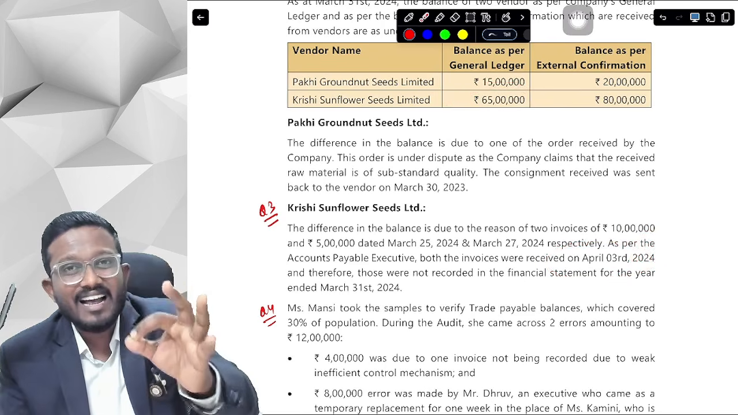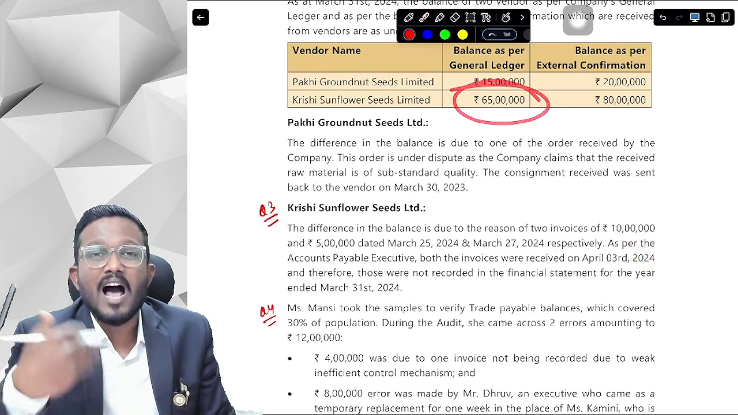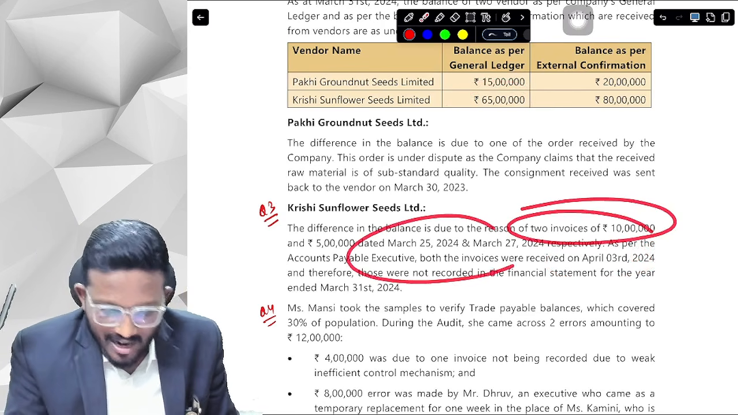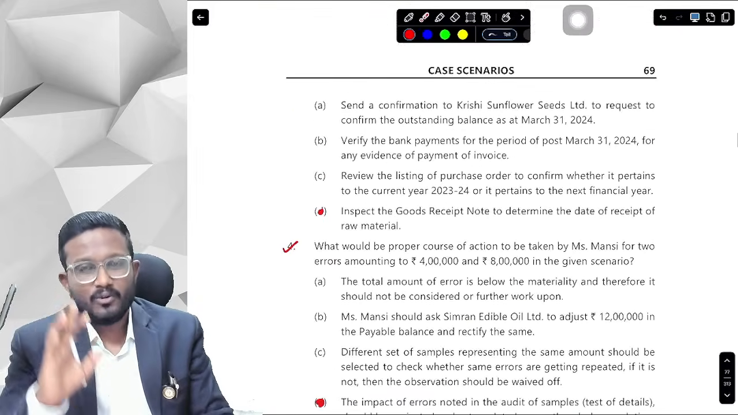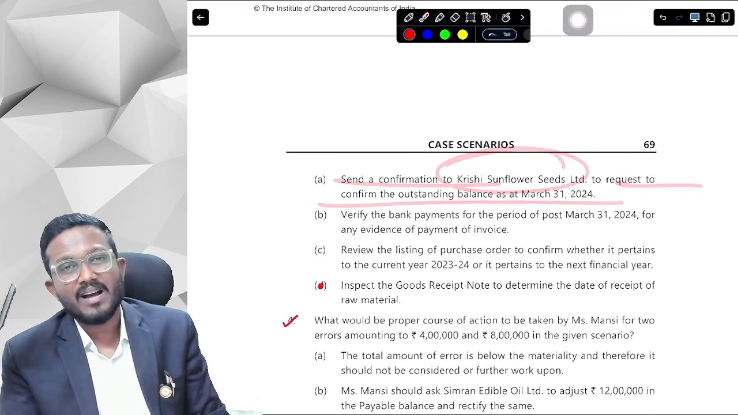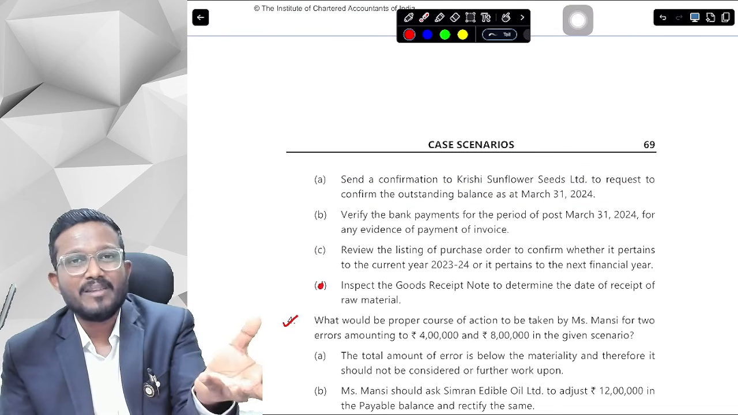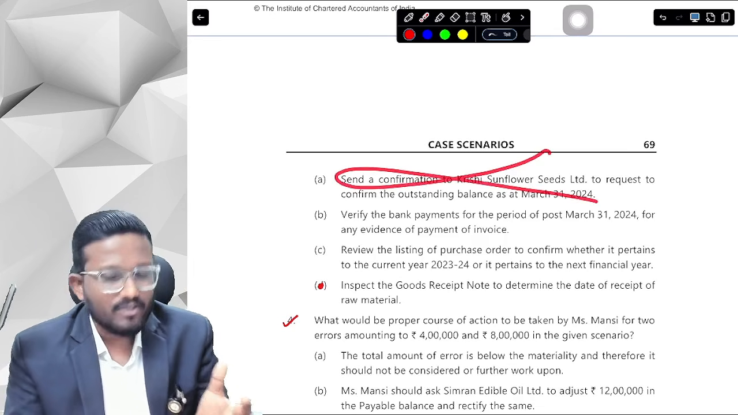Now here, while reconciling this balance, how we need to confirm about this 10 lakh and 5 lakh is our question. Therefore, it is not recorded in the financial statement. So what will we do, sir? First of all, it says that we need to send the confirmation to Krishi to request confirmation of the outstanding balance. Arey Baba, we have already sent the confirmation, and that's how Krishi has given us 80 lakh as a balance. So we do not need to send the confirmation.